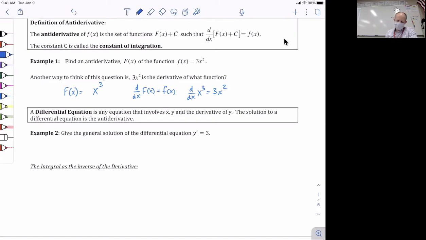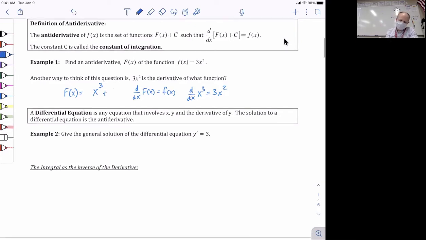Okay. Now, we just found an antiderivative, and what we want to make sure that we do now is to account for that constant of integration. So you always have to have that plus c right there. Okay.